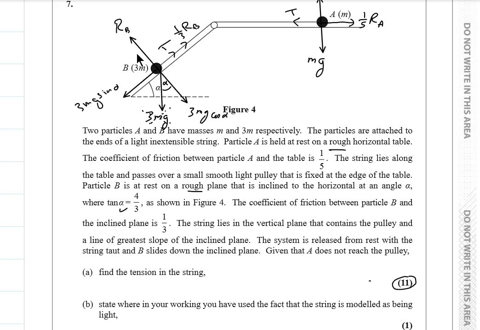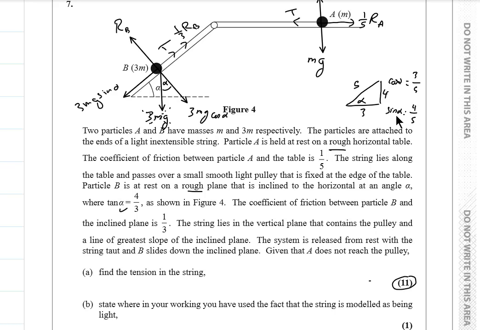In this direction, which is normal to the line of greatest slope, we have equilibrium: R_B equals 3mg cosine alpha. What about cosine alpha and sine alpha? We have this interesting triangle with angle alpha, and tan alpha equals 4/3. This is 4, this is 3, and of course this is 5. Then we can get sine alpha to be 4/5, and cosine alpha to be 3/5.